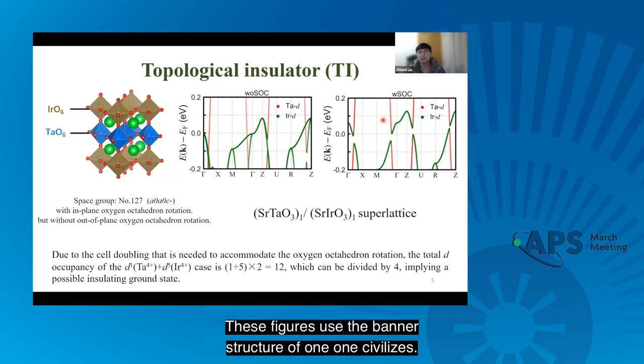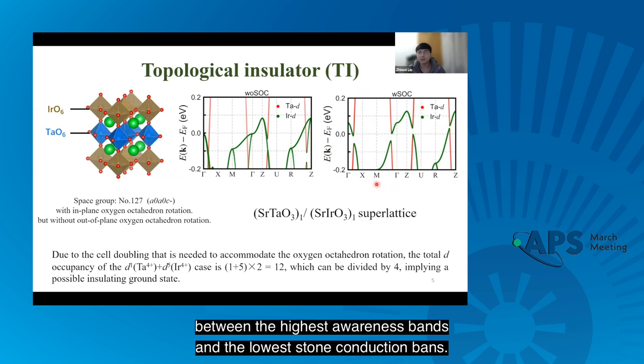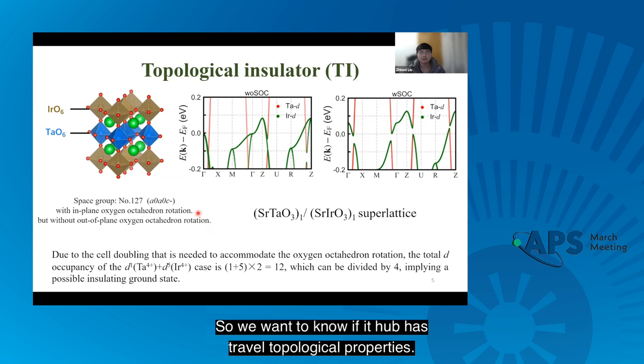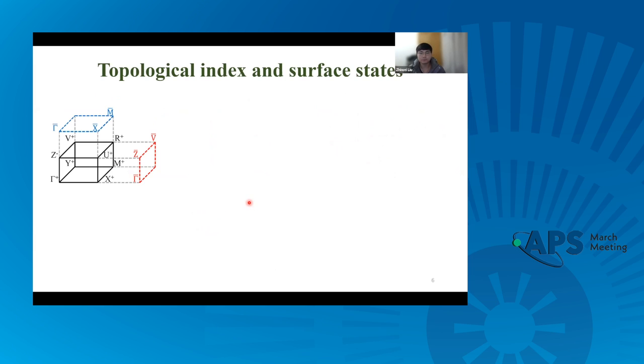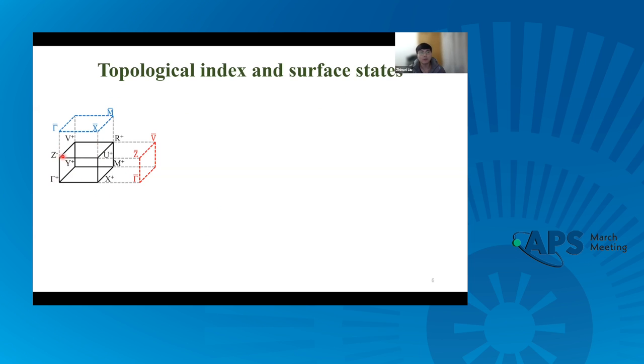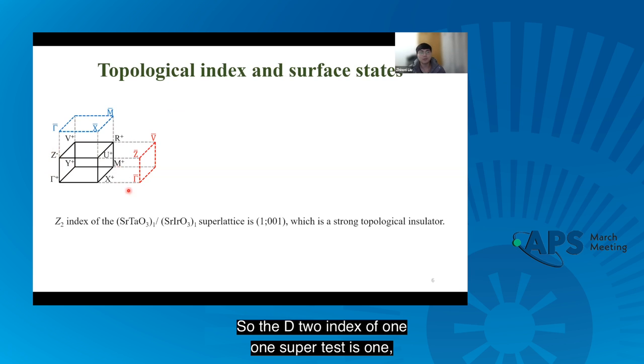This figure shows the band structure of the 1-1 superlattice with SOC. We can find a full gap is opened between the highest valence bands and the lowest conduction bands. So we want to know if it has non-trivial topological properties. Next, we calculated the parity of the 8 time reversal invariant momentum points. All the points have even parity, except the Z point, which has odd parity. So the Z2 index of the 1-1 superlattice is 1;000, which is a strong topological insulator.